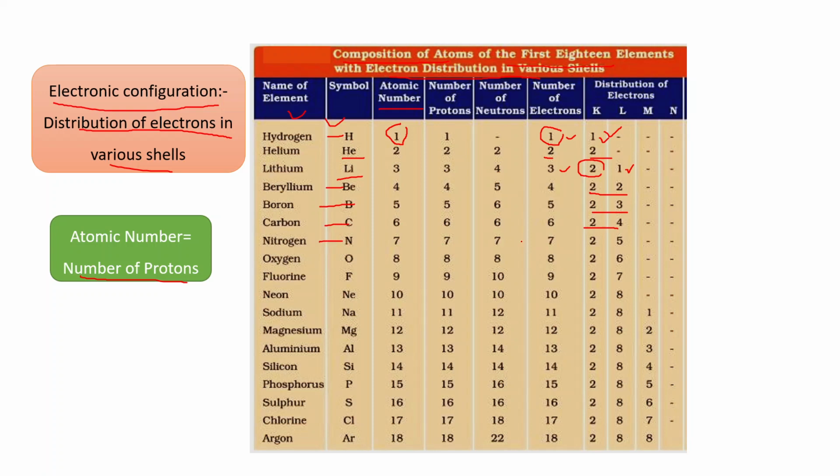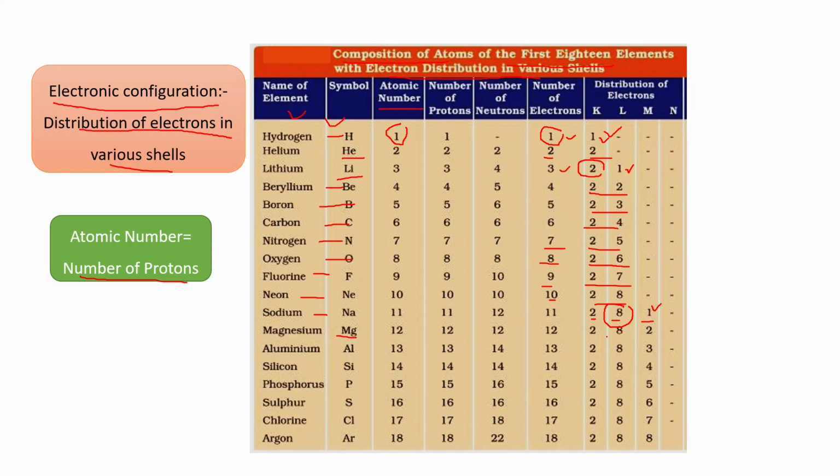Nitrogen, symbol is N, electrons are 7, this is 2, 5. Oxygen, O, electrons are 8, and these electrons are distributed as 2, 6. Fluorine, F, electrons are 9, this is 2, 7. Neon, Ne, electrons are 10, this is 2, 8. Sodium, this is now again 2, 8, 1. In the second shell, a maximum of 8 electrons can occupy. That's why the next electron will enter the M shell. That's why this is 2, 8, 1.